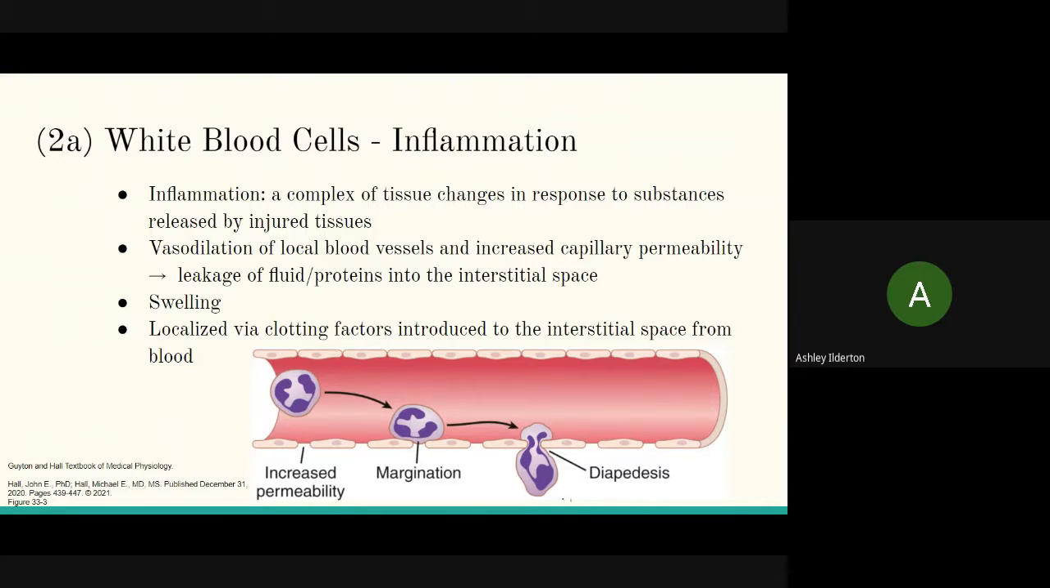As you can see in the image at the bottom, the increased permeability because of the vasodilation will allow the white blood cells and clotting factors and red blood cells to go through diapedesis and exit the blood vessel and enter the interstitial space. And so those clotting factors will go into the interstitial space, and will become activated the same way that happens in blood coagulation, which we'll talk about later. And then you can clot the interstitial space to keep your entire body from swelling. It localizes that swelling just to wherever the issue is.